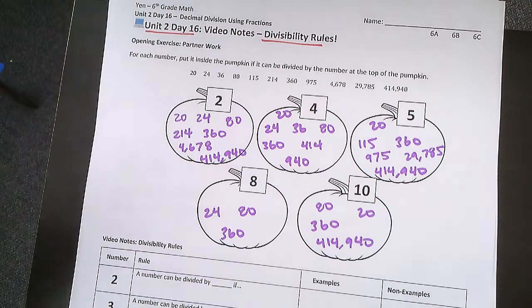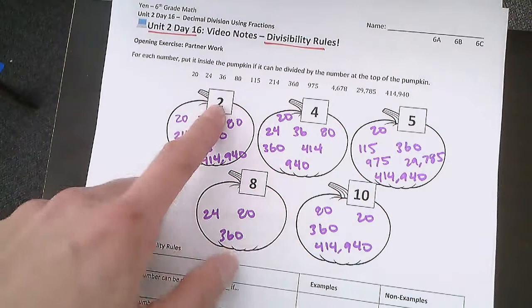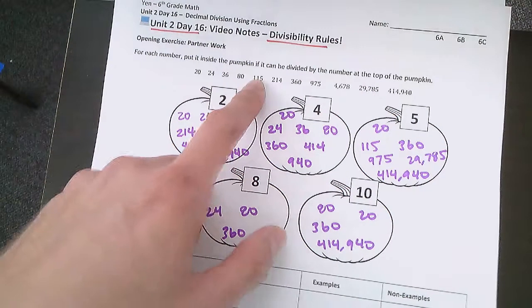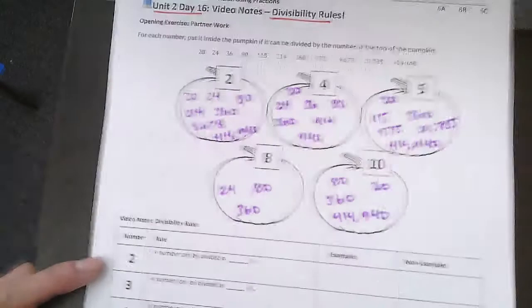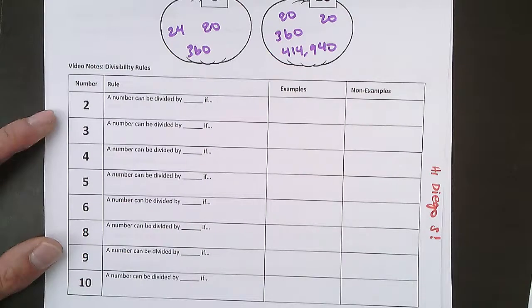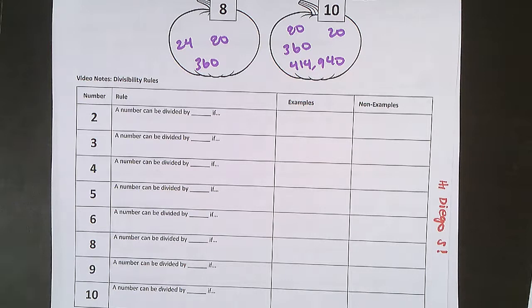When you're trying to figure out if a number can be divided by another number, like if 2 is a factor of 115, one way is you can use mental math, you can use a calculator, you can try dividing out, but there are also a lot of shortcuts that you can use to figure it out, and that's what we're going to be going through today, what those shortcuts are.